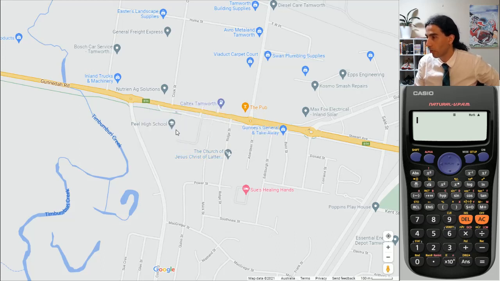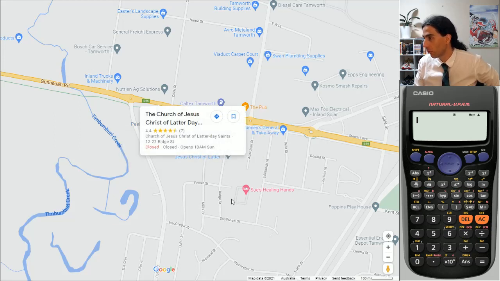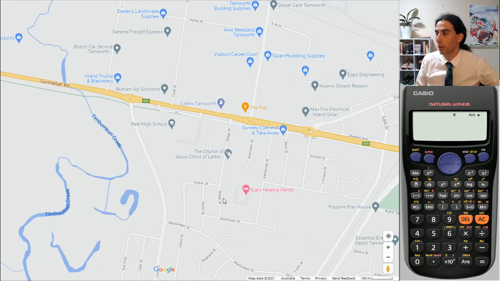And from Peel, from marker down to this church, which I didn't even know was there, thank you, Google, for informing me about that, 1, 2, 3, 4. It's about 4 lots of 100 meters. So it's in a straight line, 400. But of course, you can't do that. So you have to go from here, go 1, 2, 3, 4, 5, 6 by 2. So it's about a 600 meter walk going along Gunnedah Road, then down into Ridge Street.